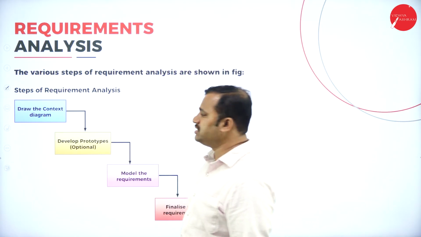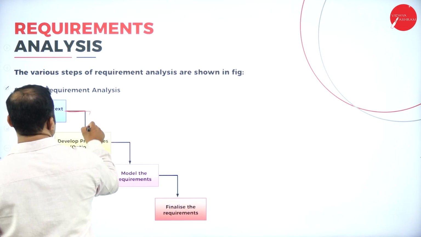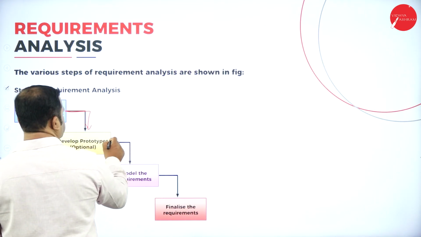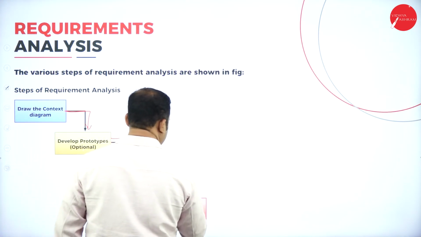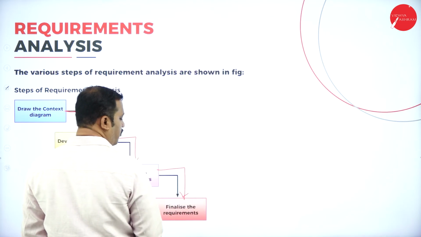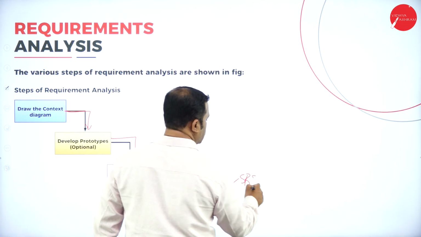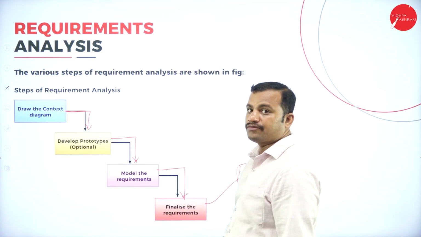Then, if you look at this diagram, it is very clear that this is the context diagram that is developed and given to the development of prototypes. Once the prototype model is developed, model the requirements. Once the model is built, we come to the final conclusion of the requirement specification, that is SRS. The final SRS is built on these steps.